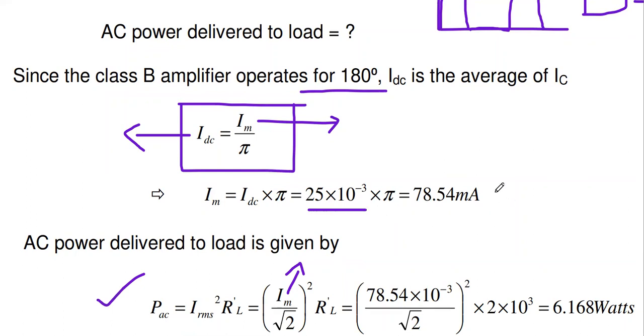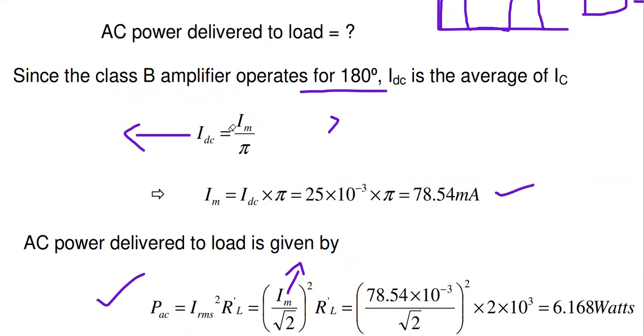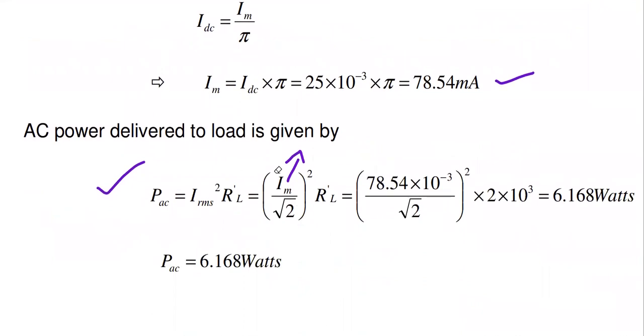So the answer is 78.54 milliamps. Okay, so this is the IM value. Once you have calculated the IM value, you substitute it in the formula for the AC power delivered to the load. The AC power delivered to the load is given by PAC equal to the current flowing through the collector terminal, the whole squared, into the load resistor.